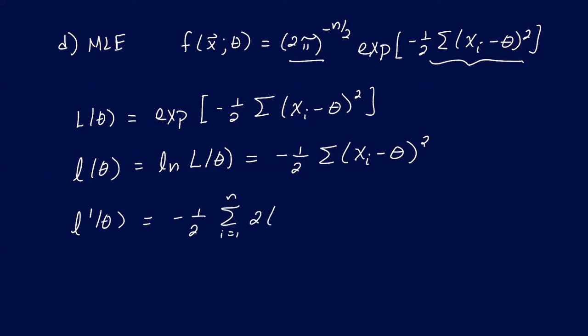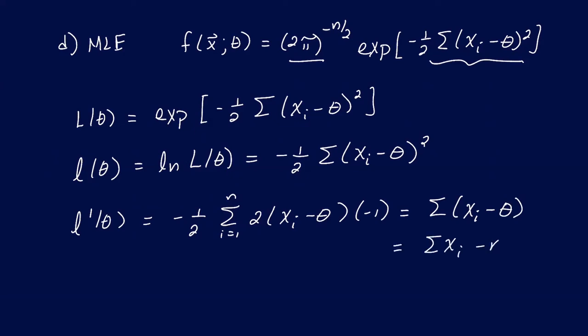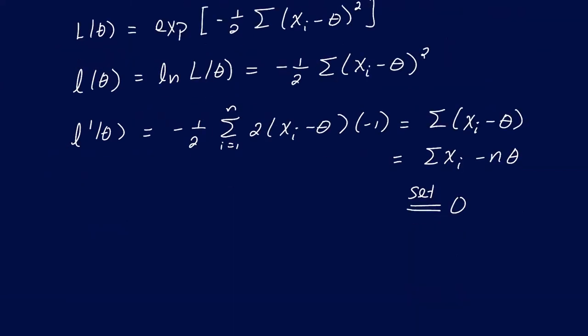Bring down the 2, xi minus theta, multiply by the derivative of the inside, and I get some cancellation here. I get the sum of the xi minus theta, and I can run the sum through and get the sum of the xi minus n theta, and then set that equal to 0. And then solve for theta, make things capital, and put a hat on it. And you have your MLE, which is x bar.